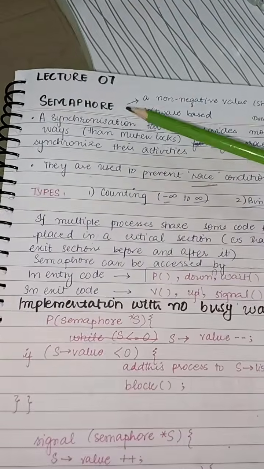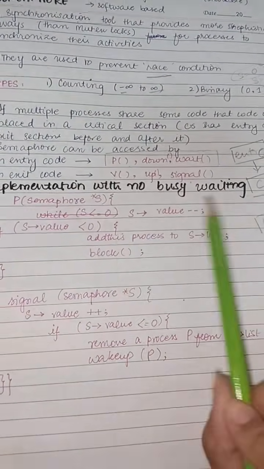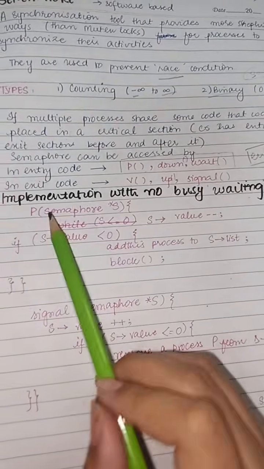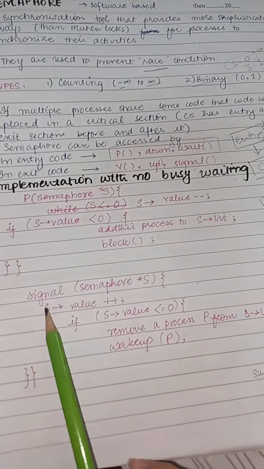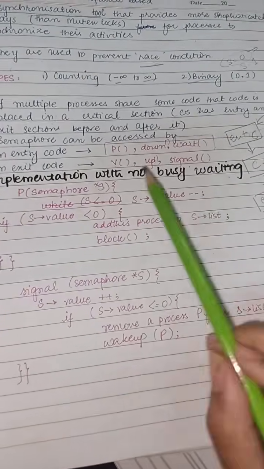In previous videos, we discovered what is semaphore and why we use it. Today, we are going to dry run the code of semaphore with no busy waiting. First, understand that the first process before going to the critical section, the function is p. We can also call it down or wait. Then on exit section, we have a function called signal that is also called v or up.